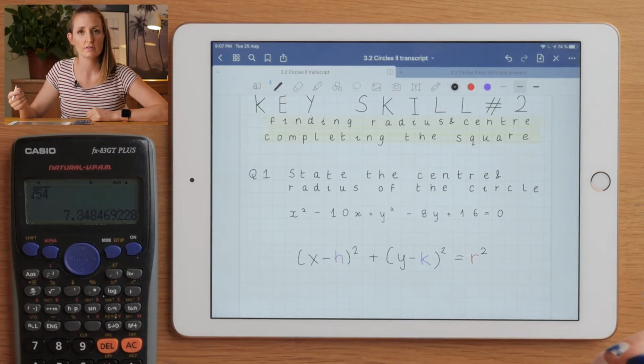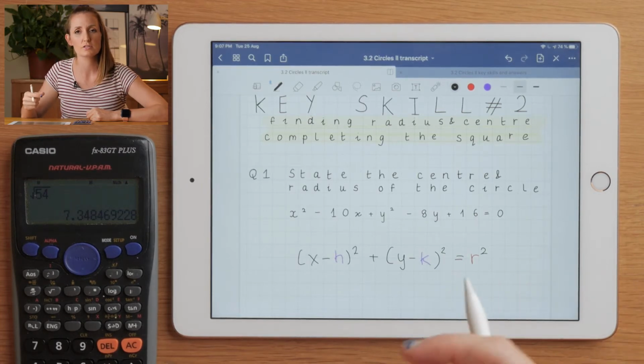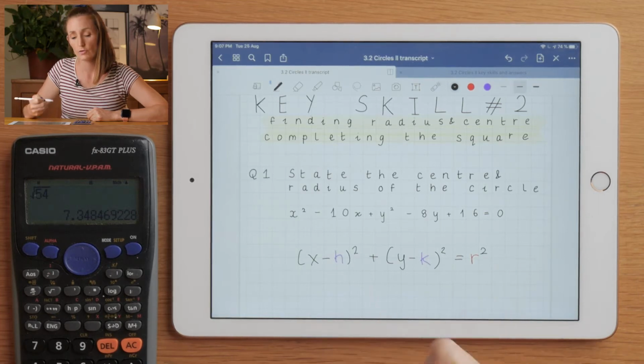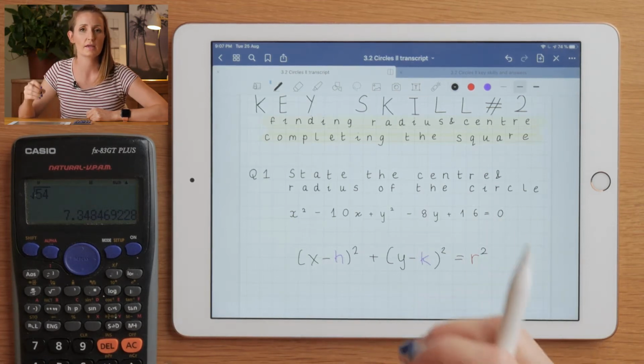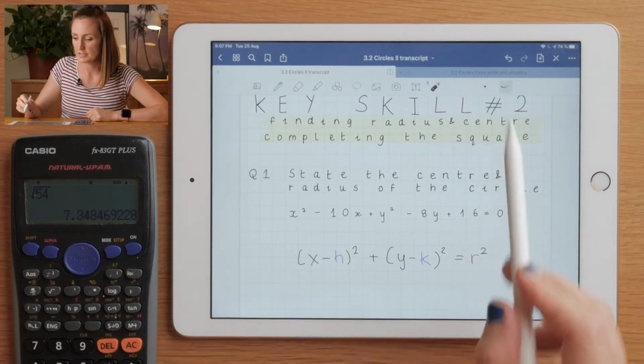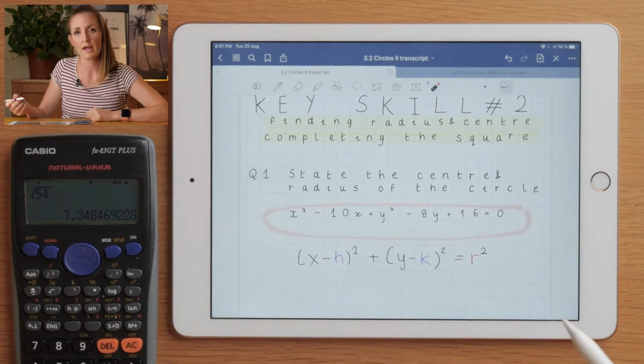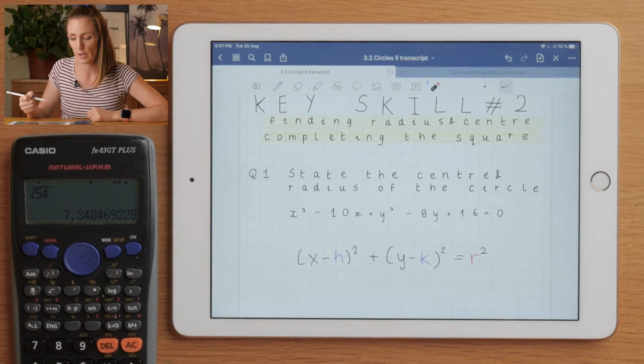Now, in the previous key skill, we looked at equations and we compared them to this formula to work out what the center and the radius was. Now, in this key skill, we're going to be doing exactly the same thing, but we're going to have slightly more complicated equations to work with, because in these equations, the brackets have been multiplied out, and you're going to need to know how to complete the square to solve these.